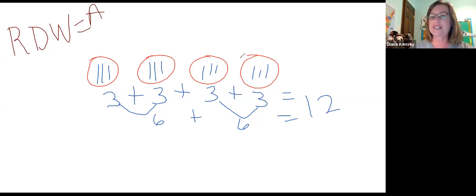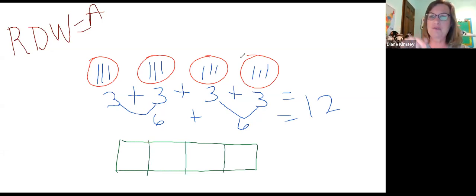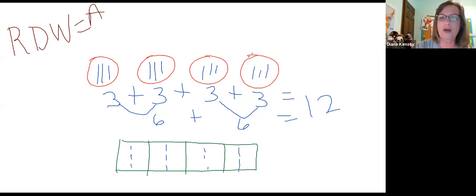Let's move this into a tape diagram. And so we're going to have 4 equal units. And so we're going to use the word units. 4 equal units. And inside of each of those units, so we have 4 children, inside of each one, we're going to have our 3 markers, and we're going to arrange them the same way.